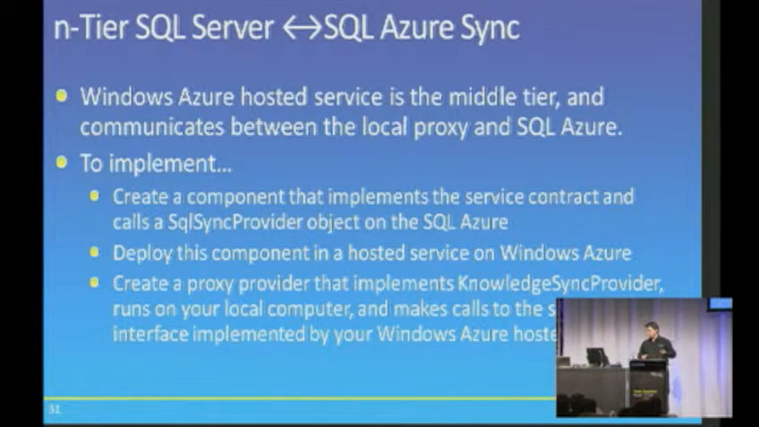The Windows Azure hosted service, if we're doing the N-tier model, is the middle tier and communicates between a local proxy and SQL Azure. To implement that, we create a component that implements the service contract and calls the SQL Sync provider, which has been hosted up on SQL Azure. That component is deployed as a hosted service.